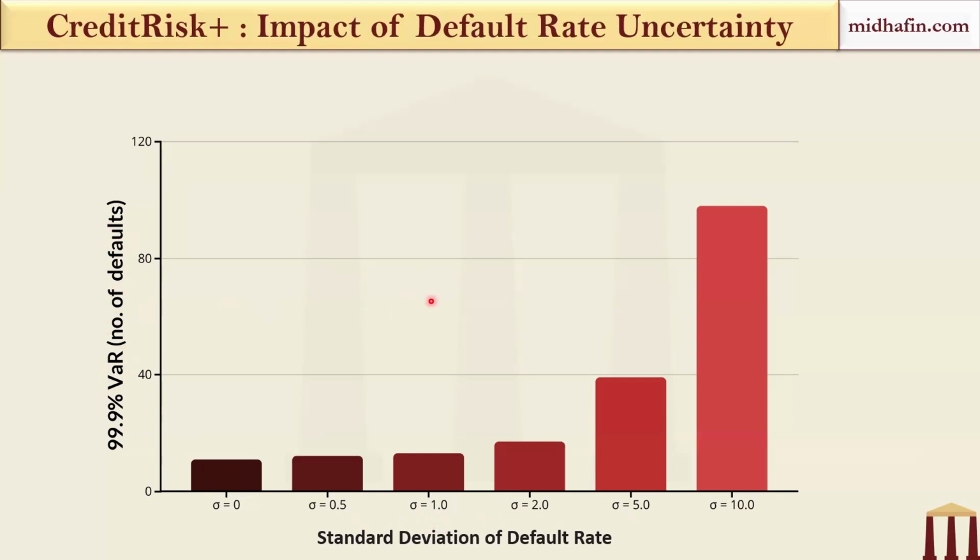So how to interpret this? As you can see, when sigma is near 0, VaR is stable, around 11 defaults, as we saw in the previous slide. But as uncertainty increases, especially for sigma equal to 10, the VaR shoots up exponentially, 10 times higher. This perfectly illustrates the CreditRisk+ intuition that uncertainty in the default rate translates into correlated defaults and a positively skewed loss distribution, which is why real portfolios actually suffer far greater losses than the average default rate would suggest.